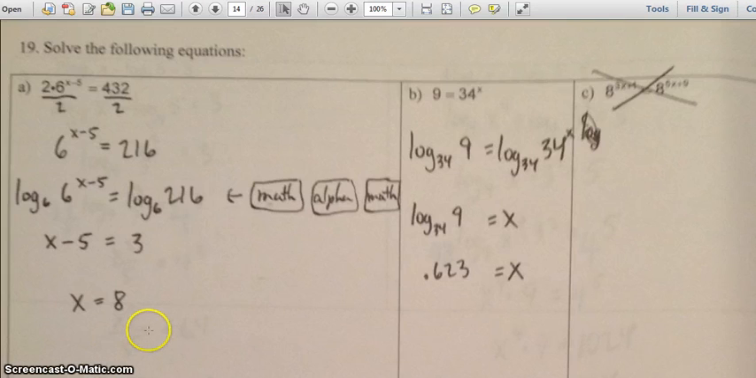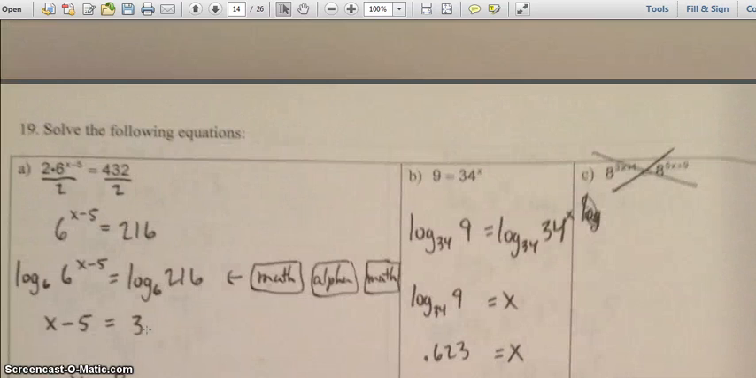On number 19, we went ahead and eliminated letter C there. But I detailed on the answer key again how to solve it for 19a.